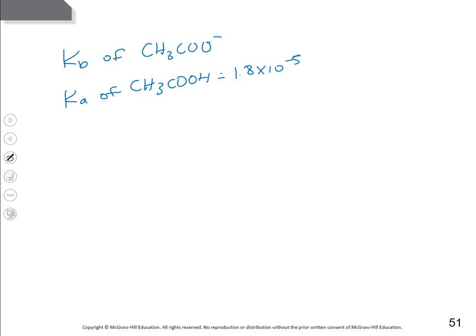Good. The product is equal to what? Good. 10 to the negative 14th. So Ka times Kb for conjugates, multiply them together, you get Kw, which is 1 times 10 to the negative 14th, which means that Kb, what is that?